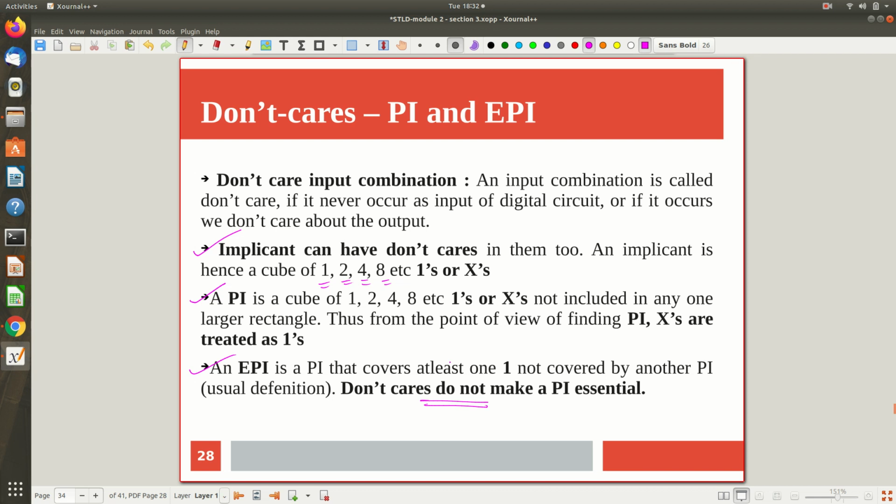Now consider that default definition only. Don't consider the don't care in place of 1. So when you find this, it is exclusively by the presence of a 1, not by the presence of a don't care. That means a don't care is not going to make your prime implicant essential, right? That's all. We will see examples.